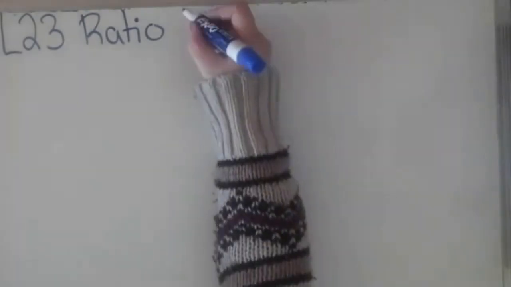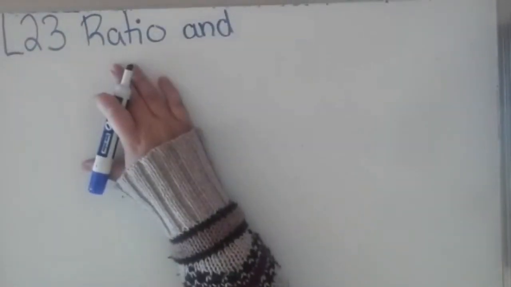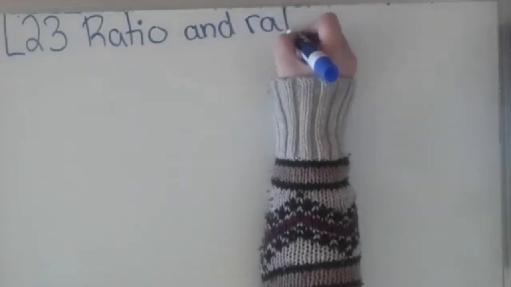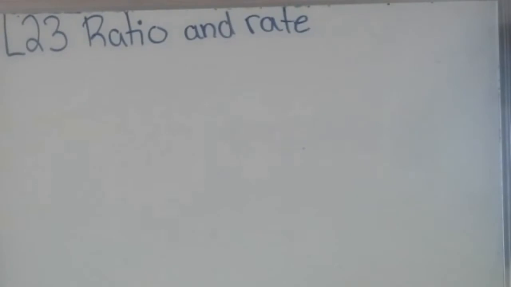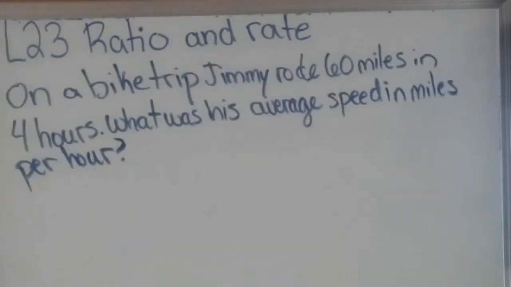So now we're going to take a look at a second thing. Now we're going to take a look at rate. So that was the first part of the lesson, was ratio. If you need to go back and look at it, you can. The second part is for rate. So for rate, we are looking at being able to measure how much something would be able to go over an amount of time. For example, for rate, on a bike trip, Jimmy rode 60 miles in 4 hours.